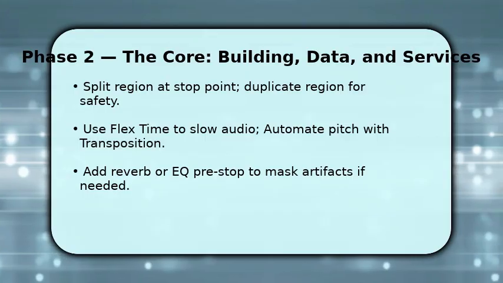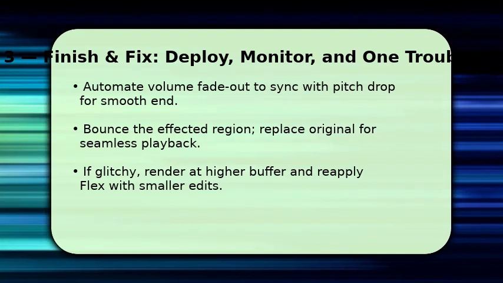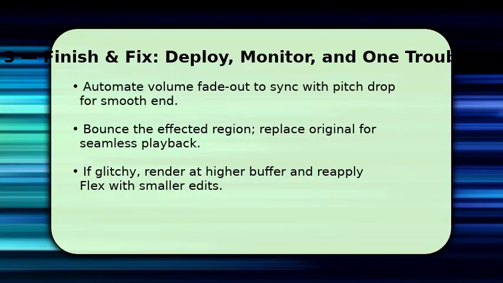Finish by automating a short volume fade that lines up with the pitch and time changes so the stop feels organic, not abrupt. Then bounce the affected region to a new audio file and swap it into the arrangement for reliable playback. Bounced audio avoids real-time CPU glitches.